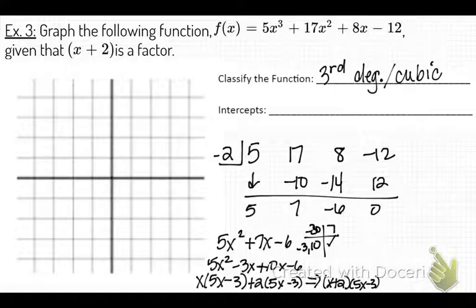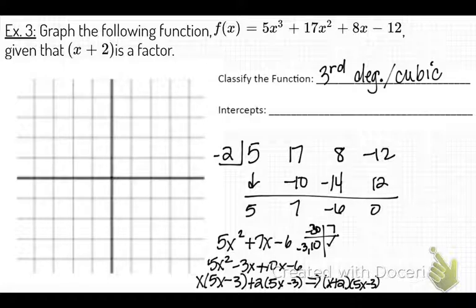Yes? If we flip those terms around, would it be the same? You mean like 5x minus 3 times x plus 2? No, like the 10 and the 3. If you flip those two, like 10x minus 3x, it's still the same thing. Yeah, you still get the same thing.